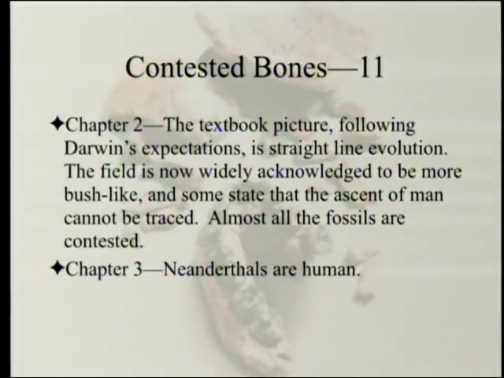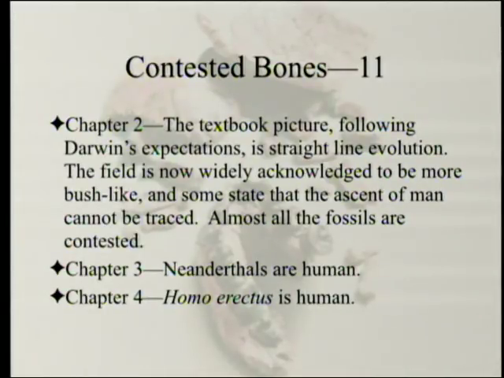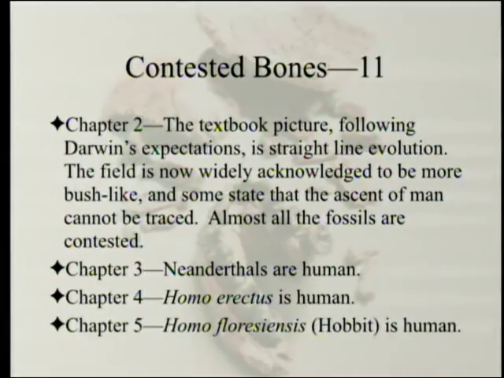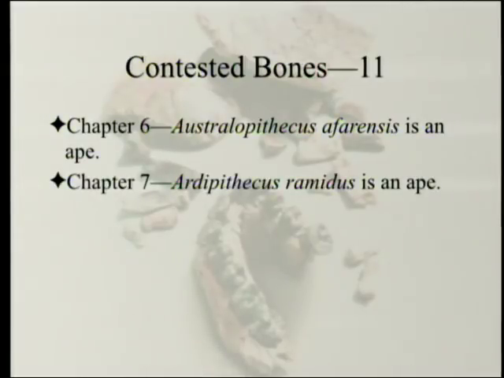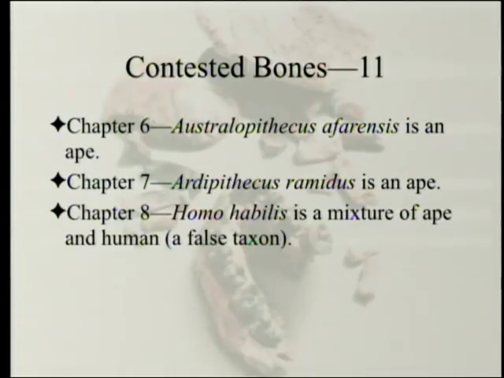Chapter 3 notes that Neanderthals are essentially human. Chapter 4 notes that Homo erectus is essentially human. Chapter 5 notes that Homo floresiensis, or hobbit, is human. Chapter 6 notes that Australopithecus afarensis, that's Lucy's kind, is really an ape. The parts that were thought to be human are the parts that are missing. When they're found, they look more ape-like. Chapter 7 notes that Ardipithecus ramidus is an ape, another proposed ancestor.